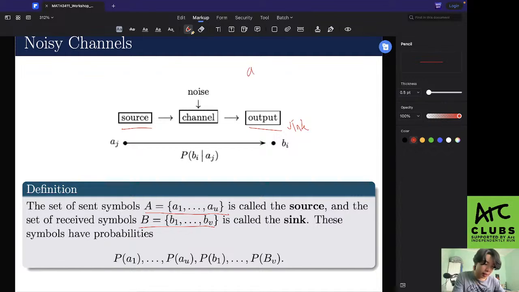Usually, if we send an A1 and that corresponds to a B1, then that's all we get, right? If we send an A1, then we'll get a B1 back. But the thing with noise is it jumbles everything up. So you're never guaranteed to get a B1. If you send an A1, there's a probability you can also get back a B2. And these source symbols, A1 to AU, have their respective probabilities, and so do these sink symbols.